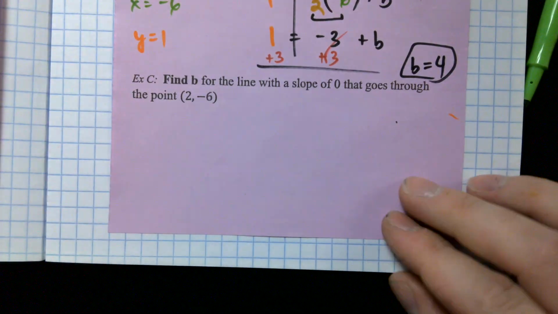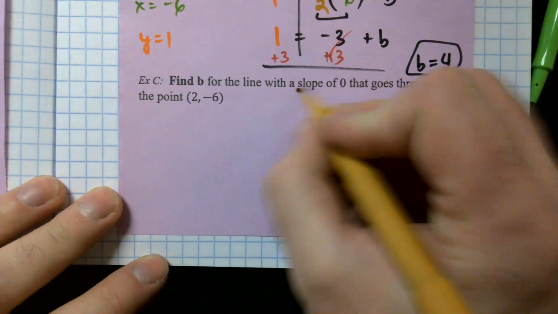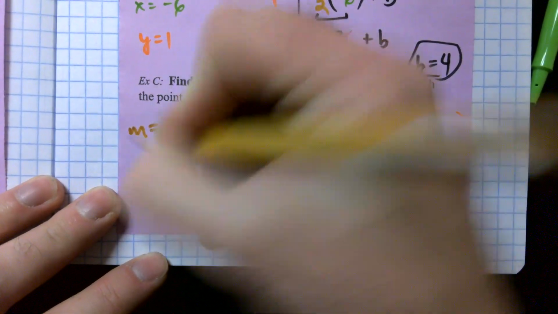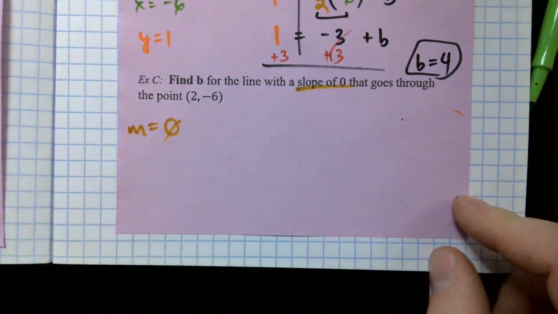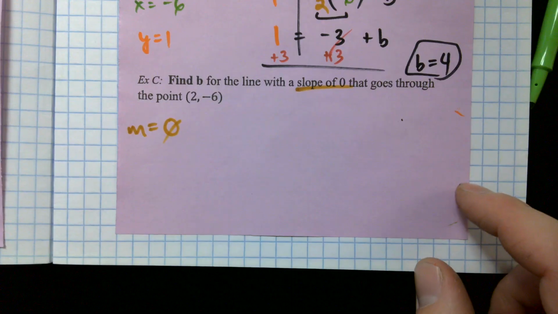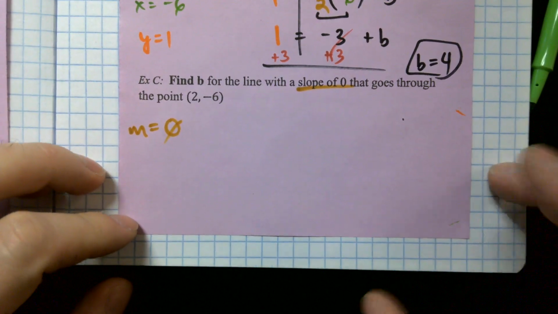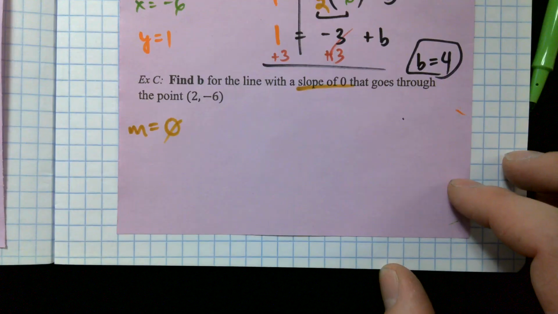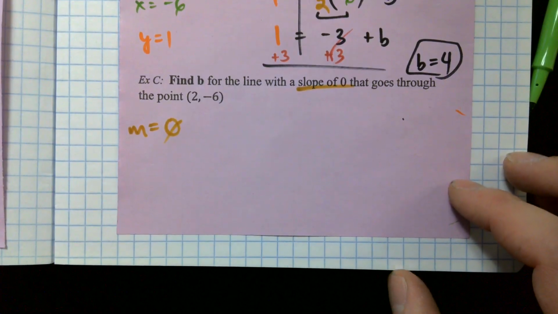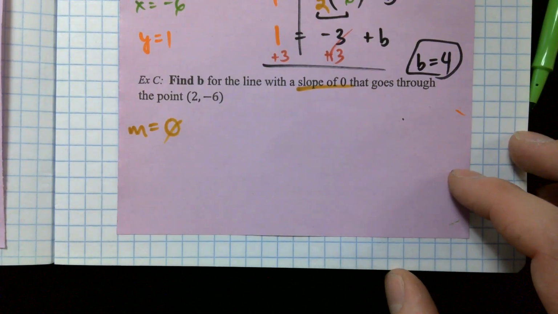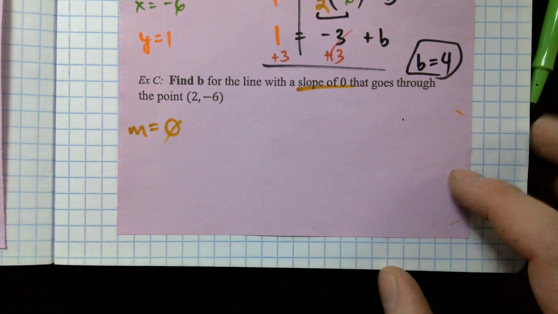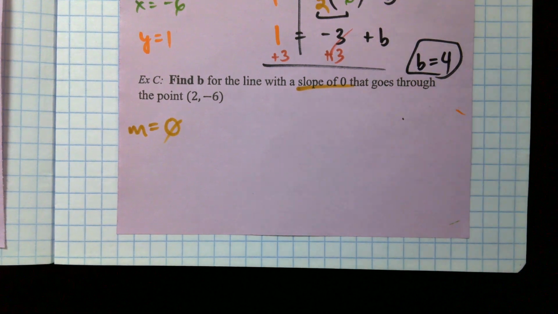Now number C is a little bit different. What's my m here? 0. Show me on your arms real quick. What does a line with a slope of 0 look like again? Think about the treadmills. If I set my incline at 0, what does it look like? Nice and flat, right? Perfectly flat line. Anyone remember what we call this slope? Starts with the letter U. It's a word. Undefined, right?